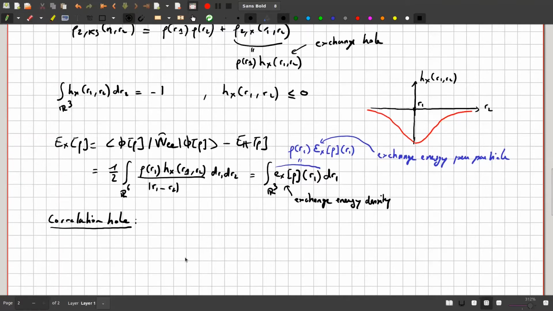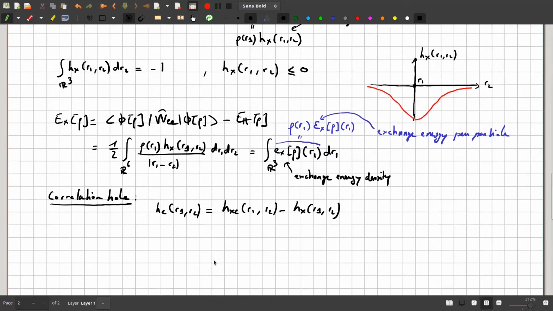Of course, it is defined simply as the difference. So the correlation hole at r1, r2 is the exchange-correlation hole minus the exchange hole. And since these two quantities are normalized to -1, if you integrate over r2, then it means that the correlation hole integrates to 0.